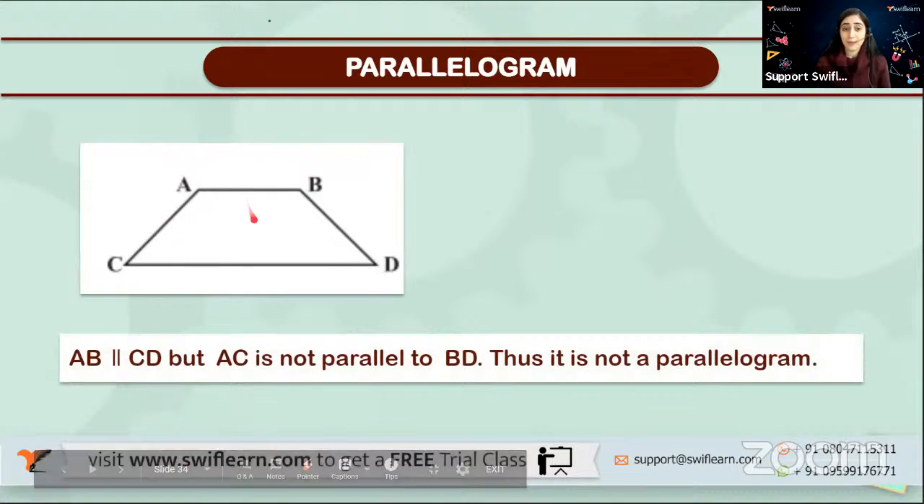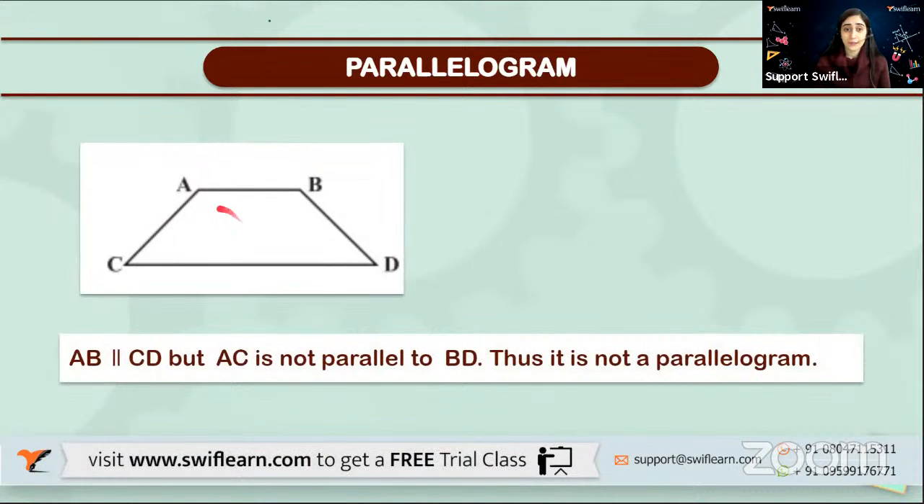Okay, this is a parallelogram or it's not a parallelogram. AB is parallel to CD, but AC is not parallel to AD. So that is why it is not a parallelogram. Can you see the difference? Two sides are parallel to each other, whereas the other two sides are not parallel. They are moving in a direction. And if I extend these lines, we are very sure that they'll meet at a point. That's why it is not a parallelogram figure.